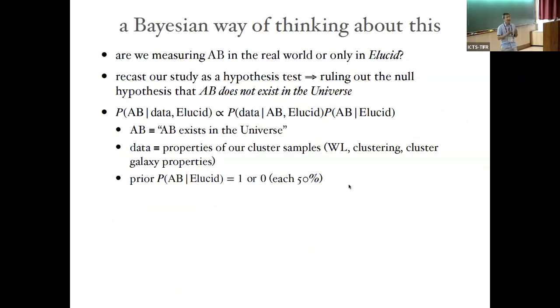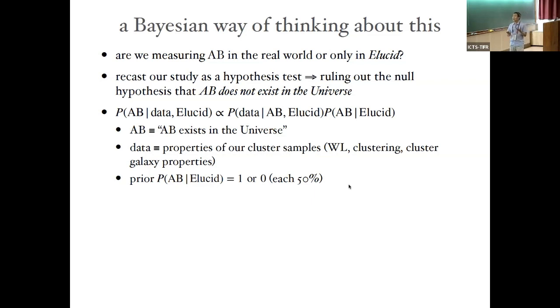So I think a burning question that some of you may have now is, are we measuring assembly bias in the real universe, or are we measuring it in eLOCIT? So we try to analyze this in a Bayesian way.